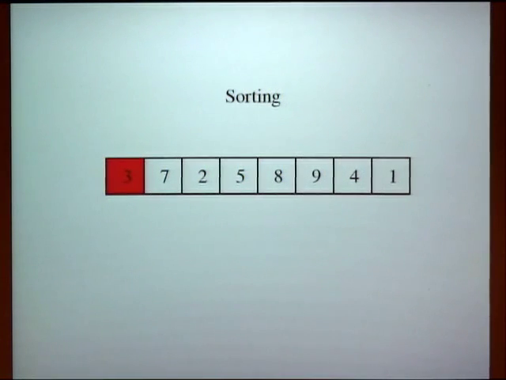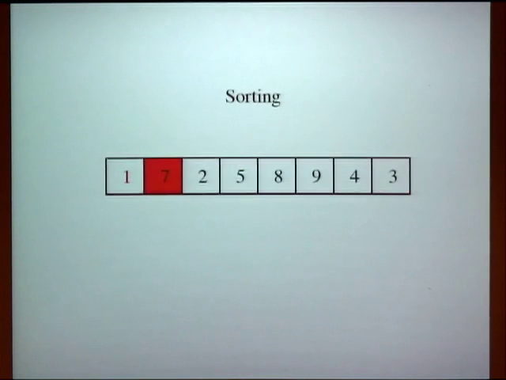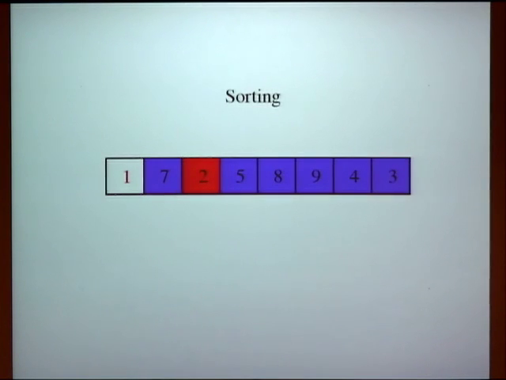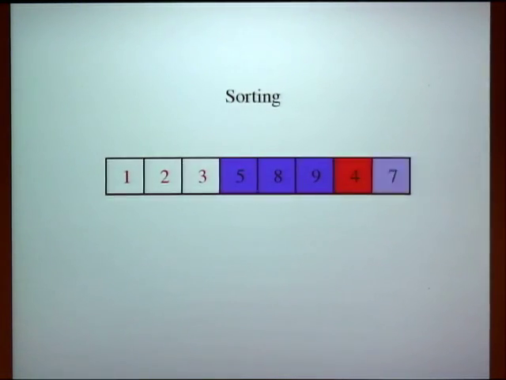So we have three, and then we progress here, determining that two is a candidate for being the minimum, but we don't know yet. So we go further. We find that one is the one. Then we exchange one and three, and then we do the loop again. Two is a candidate. It's a good candidate. Then we exchange two and seven. Then we go further. Three is the minimum. Five, four is the minimum.